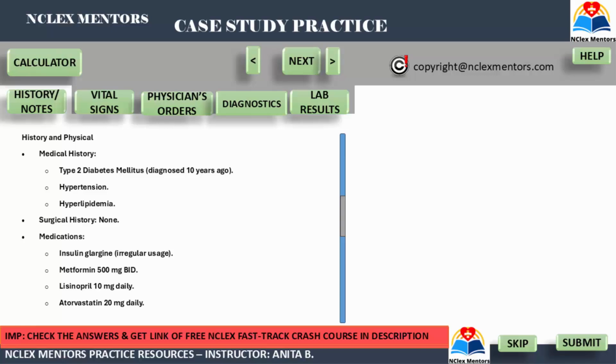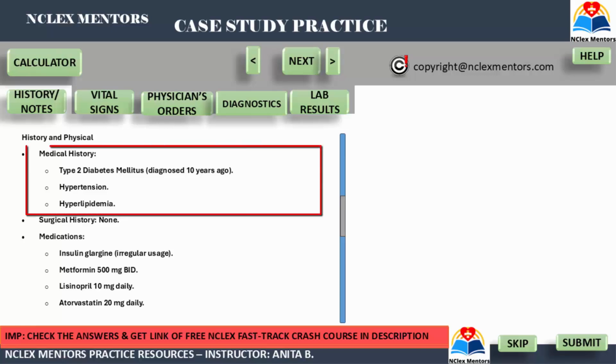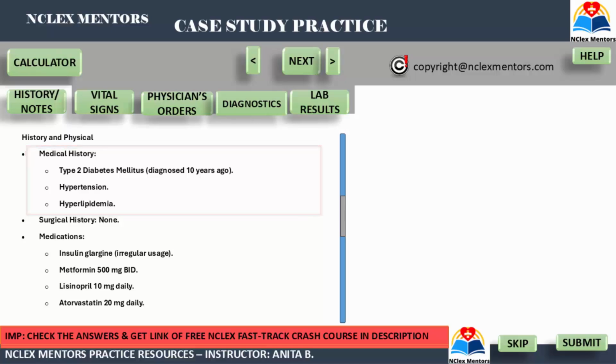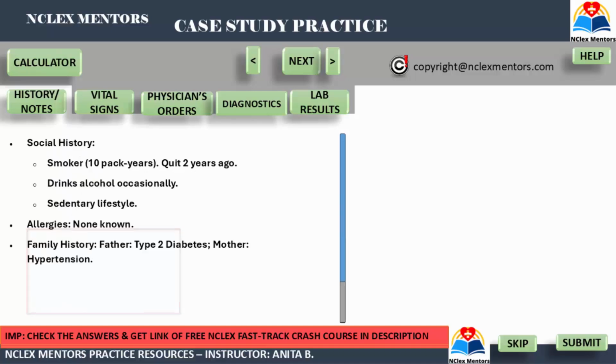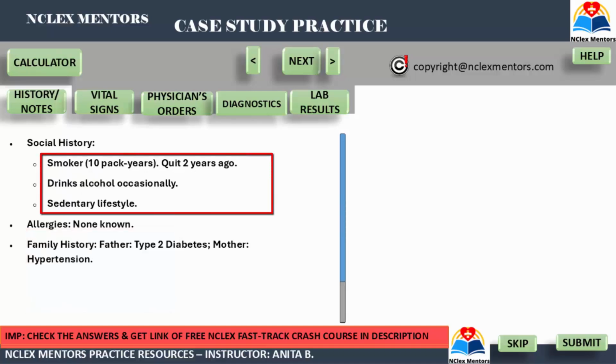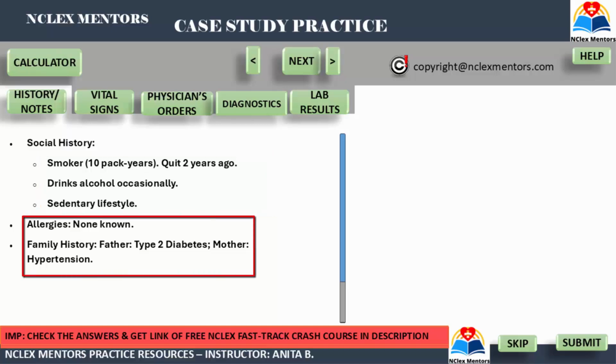In the next tab, you will see that the patient has a medical history of type 2 diabetes, which was diagnosed 10 years ago, hypertension, and hyperlipidemia. He has no surgical history. His medications include insulin glargine with irregular usage, metformin, lisinopril, and atorvastatin. He has a social history of smoking, occasional alcohol use, and a sedentary lifestyle. There are no known allergies, and his family history includes type 2 diabetes in his father and hypertension in his mother.